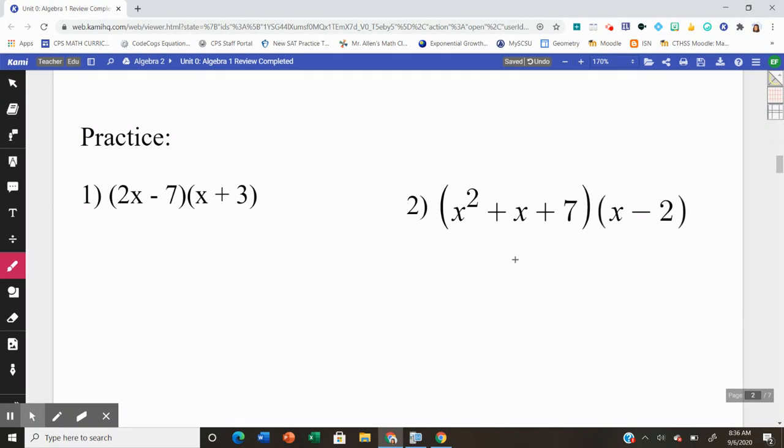So again, if you want to pause the video, see if you can try these two, right? This one's very similar to the one we just did. This one's a little bit longer, so you might want to try that second method. So go ahead, hit pause, try, and when you are ready, you can go ahead and hit play.